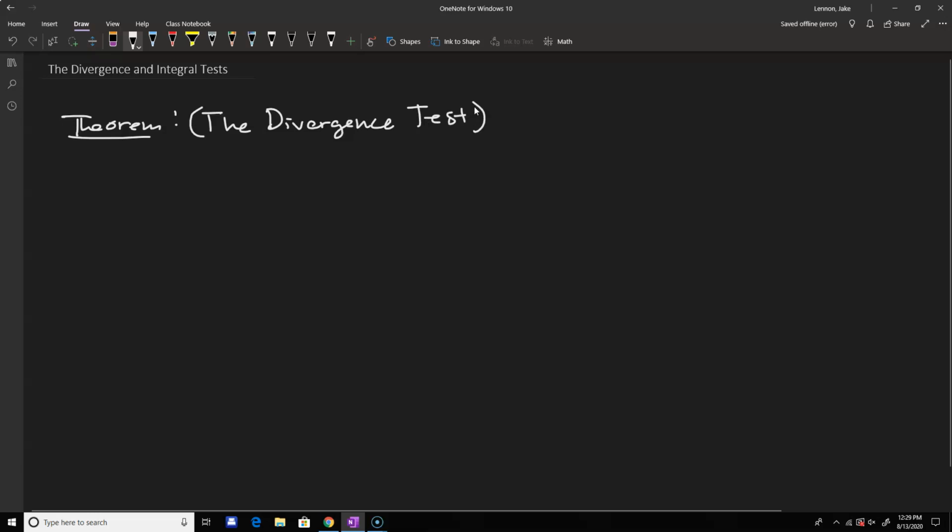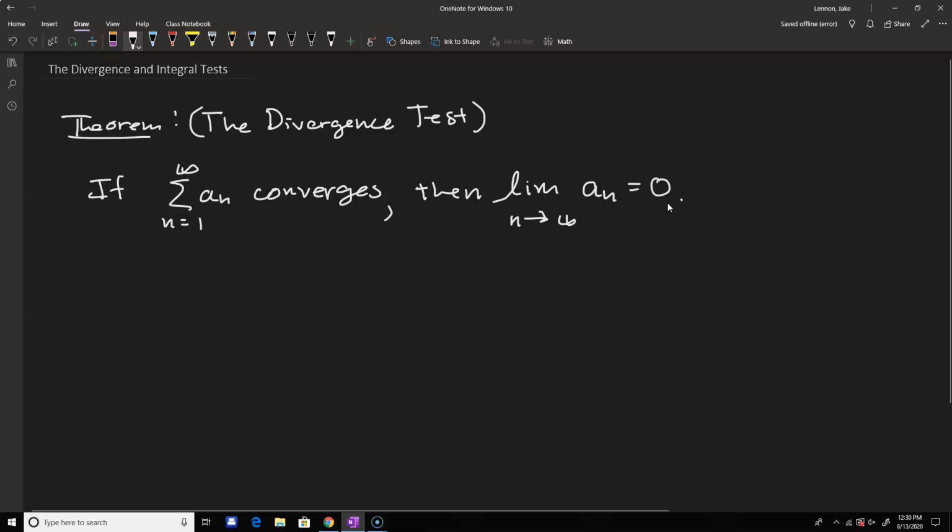Again, this is a test that can be used to tell us if a series will diverge, but it won't tell you if it converges. So basically, if you look at some series, the sum of a sub n from n equals, say, 1 to infinity, if this converges, then the limit of your terms that form the sequence, the a sub n's, must go to 0.